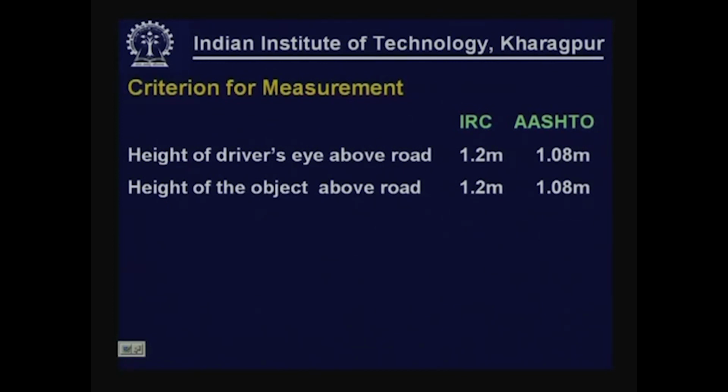1.2 and 1.08 were used while estimating the required stopping sight distance as per IRC and AASHTO respectively. So, it is the same value.